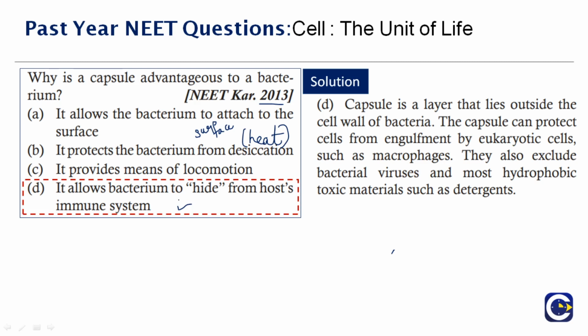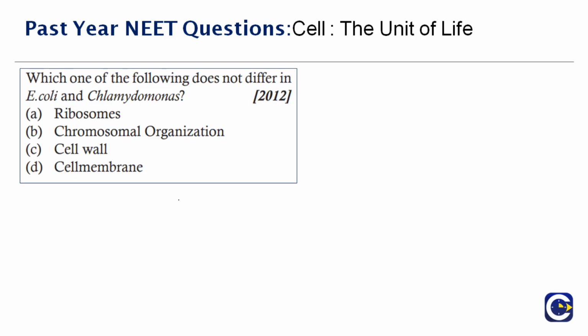Okay, now let's move to the next question. This question was asked in the year 2012. Which one of the following does not differ in E. coli and Chlamydomonas? What is E. coli? It's a microorganism that belongs to bacteria, and the full name of E. coli is Escherichia coli. And Chlamydomonas, you all know, is an algae. So what is that which will not differ in both?